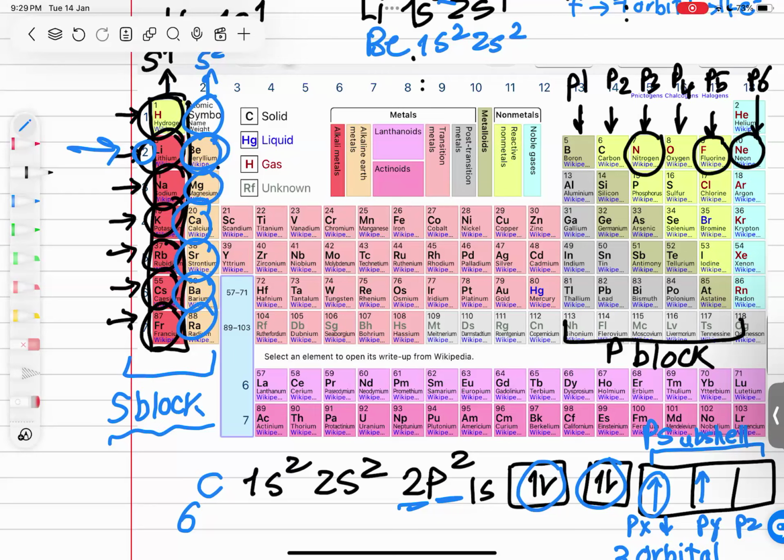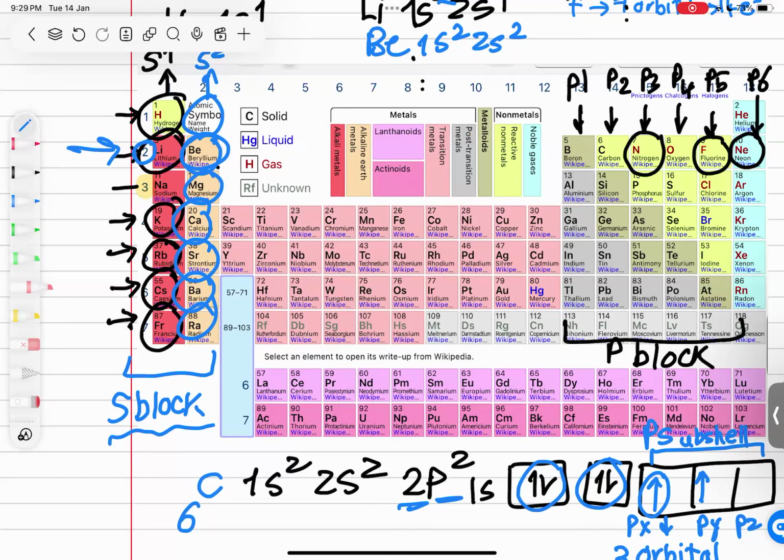This is S block. This is S block. Then P. This is 2S, 2P. And then what do I have after? I have 3. How did you know it is 3? Because this is the period 3. How did you know it's period 3? The number is 3. And how did you know it is S after that? Because this is S block.